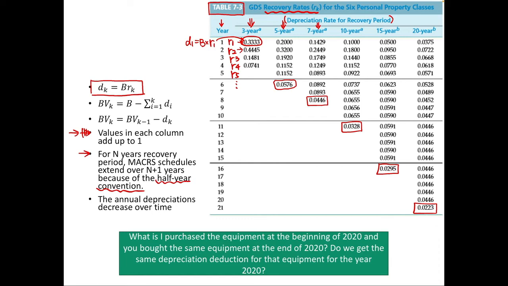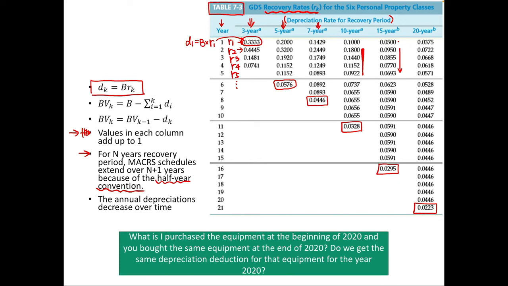And the annual depreciations decrease over time. Yeah, because you can see that the rate is decreasing, right? It starts from a higher value and then goes down to a lower value, except the first year. You can tell that the first year's depreciation rate, the R, is smaller than the second year. Why? Strange things about this table.